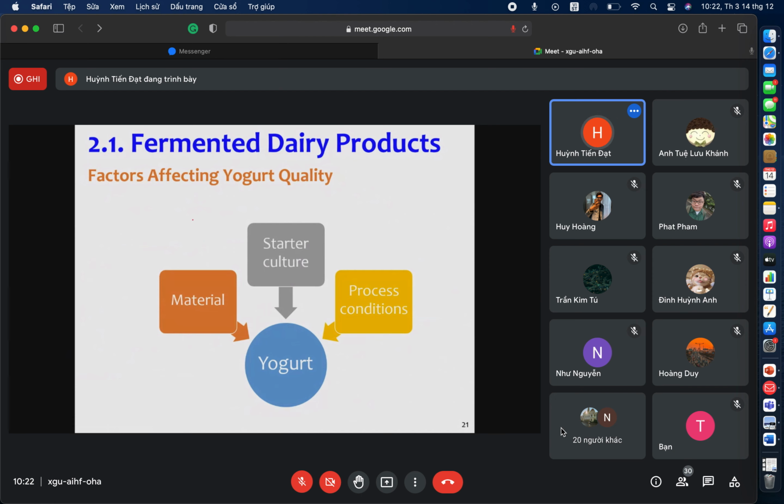Okay, so the factors affecting the yogurt quality. First, the material. For material we have milk, and it depends on the quality of the milk and the contamination of microorganisms before. We have the starter culture, which should be very carefully selected between the acid forming and the aroma forming strains. Normally the culture we apply in yogurt making is a mixture, not only a single strain. And we have the process conditions, and after that we get the final yogurt.